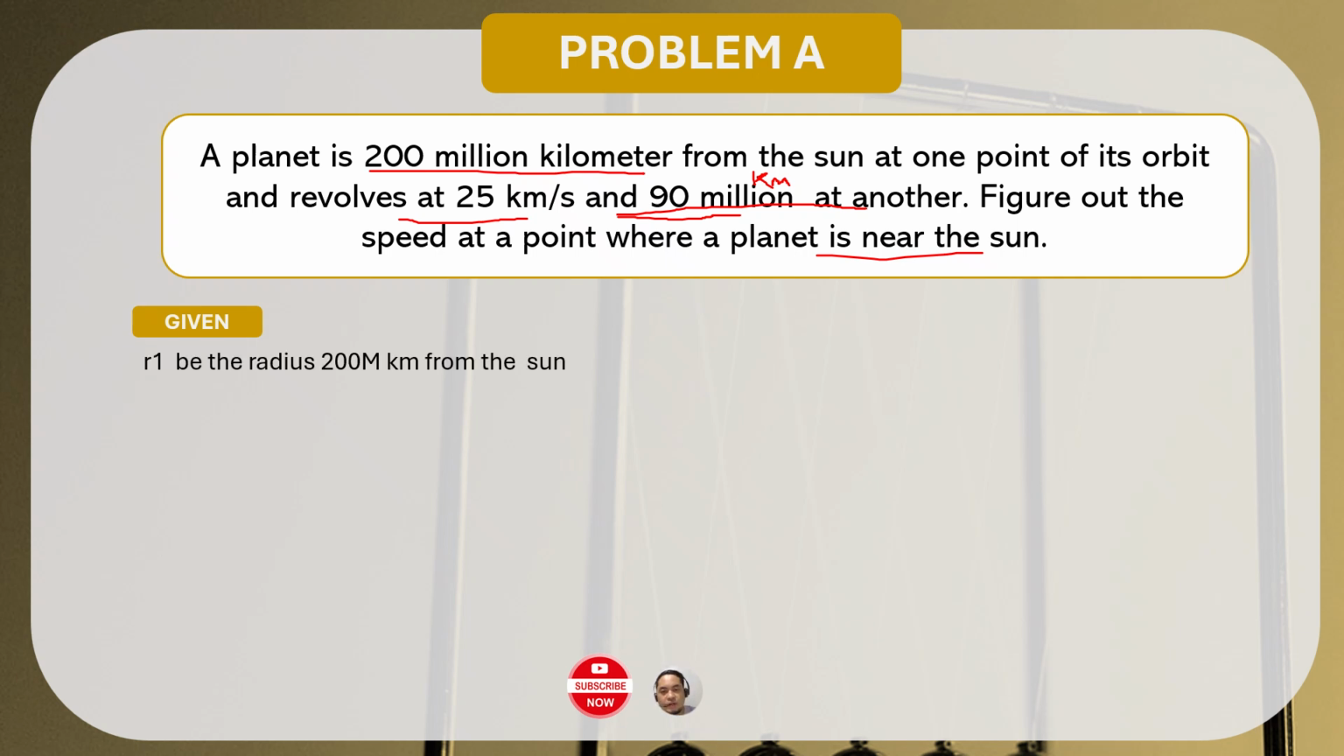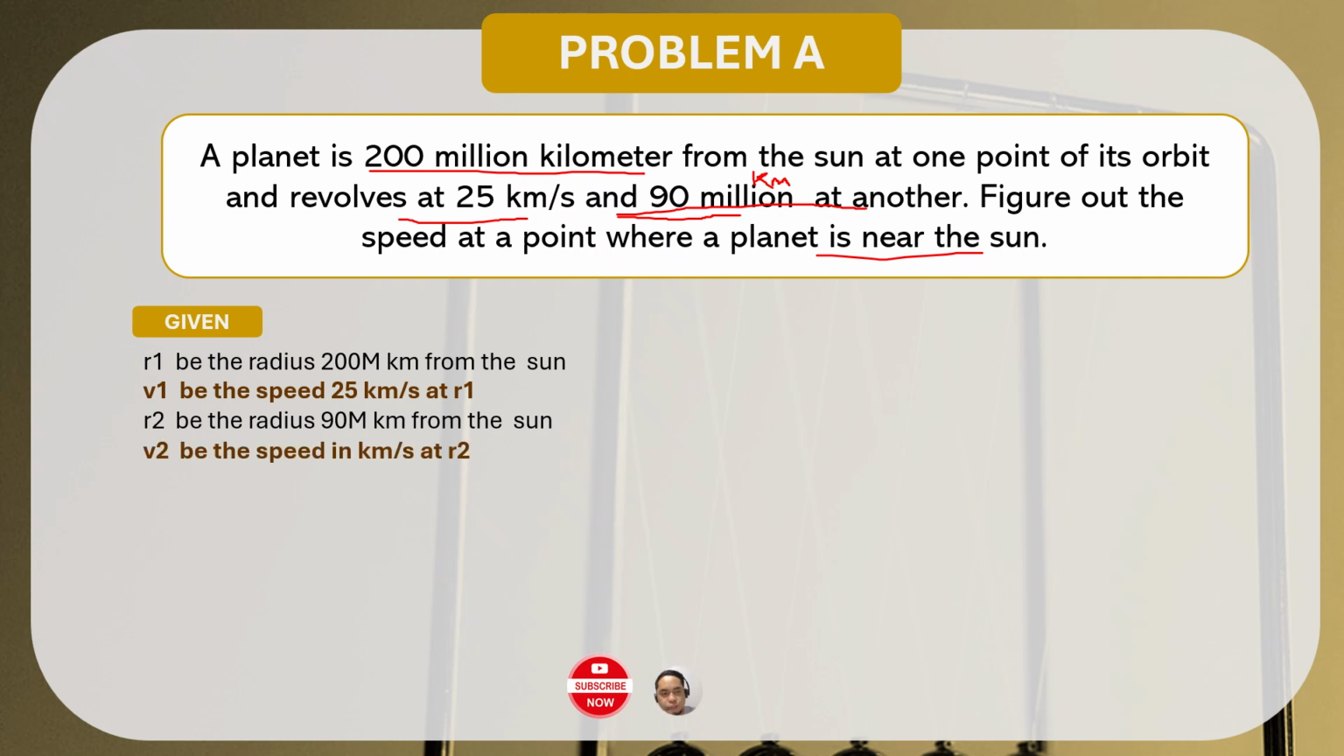We have given variables here. Radius 1, or the distance 1, will be, let's say, 200 million kilometers from the sun. And we have the velocity at that radius or distance, that's 25 kilometers per second. R2 will be the other distance mentioned in the problem when the planet is closer to the sun. So it's 90 million kilometers from the sun. And then we have the velocity, that unknown velocity that we will try to solve.